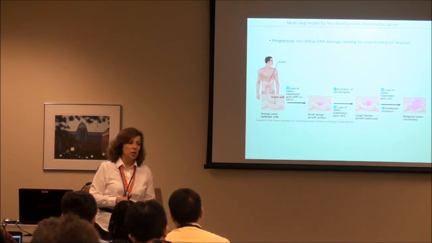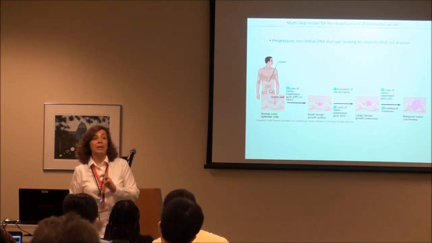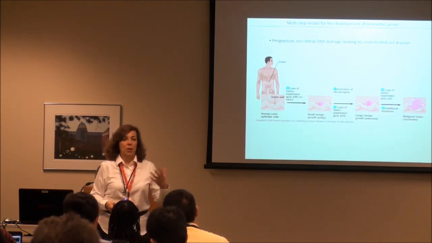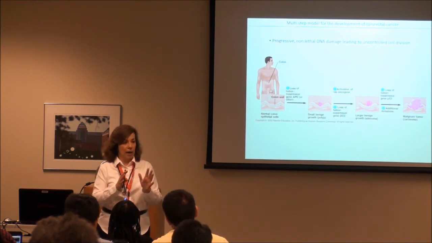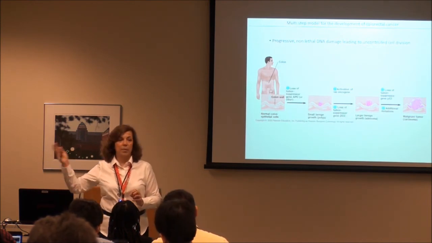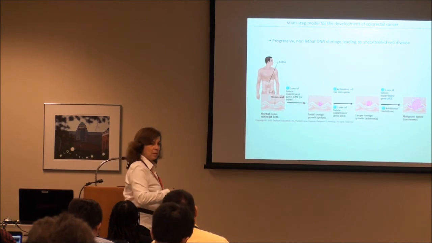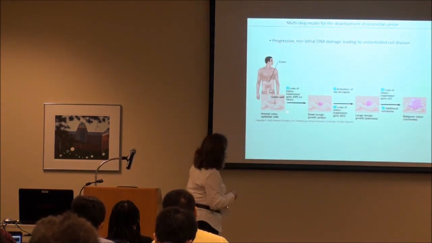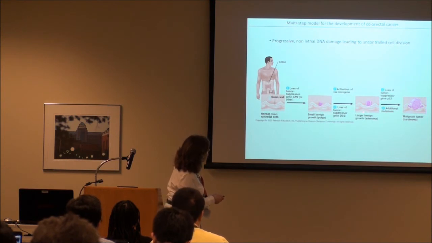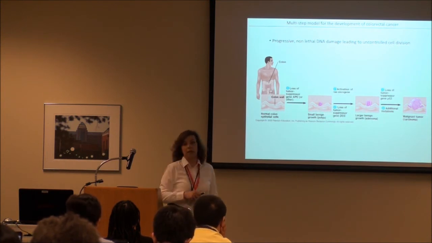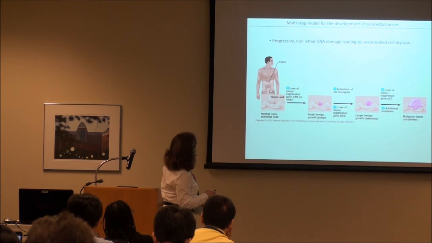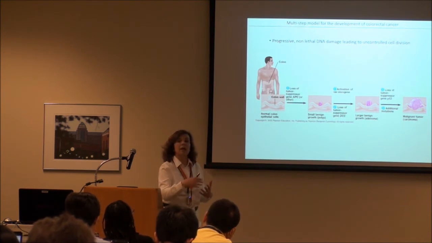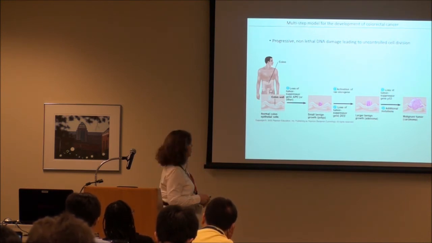Why? Because usually one change either is not sufficient or it can be dealt with by the body. Your body can see this is not good, I'll destroy myself, or my immune cell is going to eat that cell up and destroy it. So what you need is actually progressive genetic change in order to get to the malignant tumor. So there is some kind of multi-step process that causes the cancer.